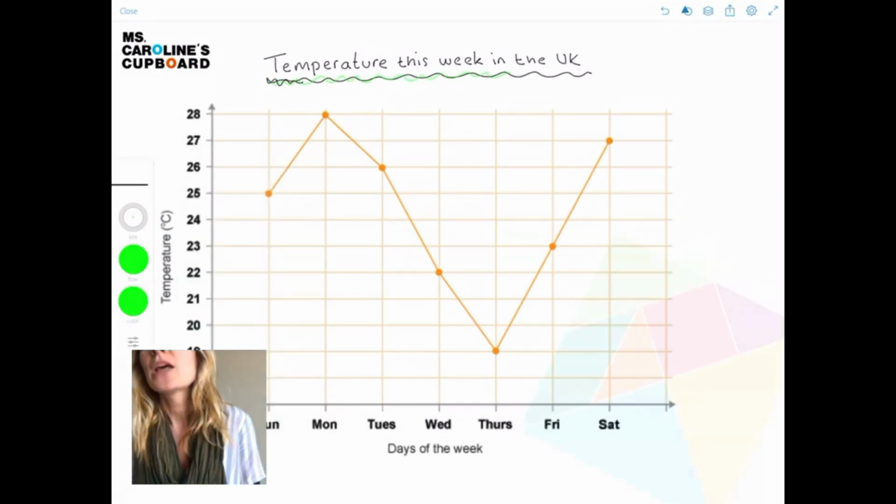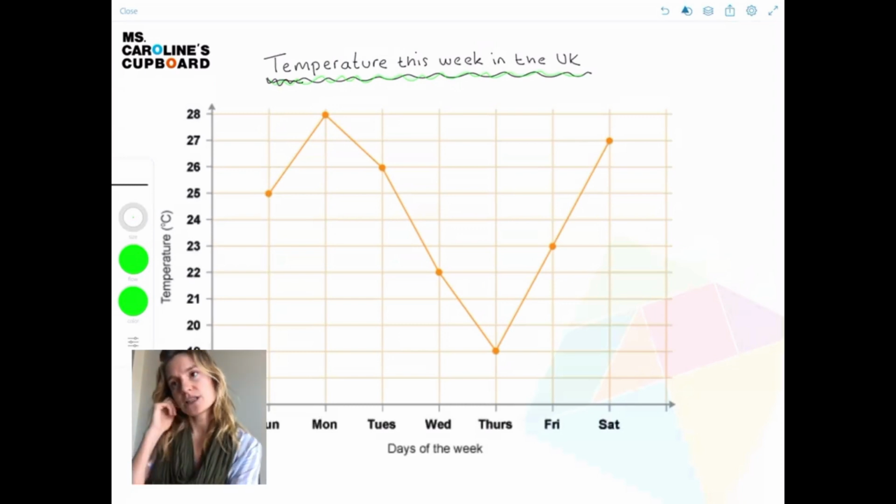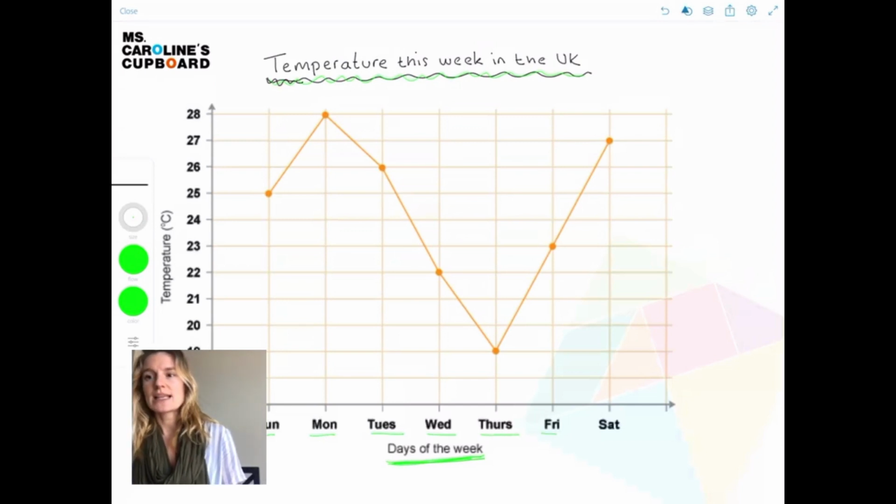What do we have here? We have a title at the top, just underlining that in green. It's temperature this week in the UK. What else? We have labels of our axes. We have those lines, they are axes. We've got Y and X. So our X-axis label is days of the week. We've got Sunday, Monday, Tuesday, Wednesday, Thursday, Friday, Saturday. They're all the days of the week.